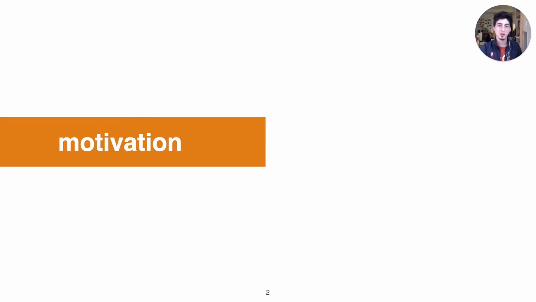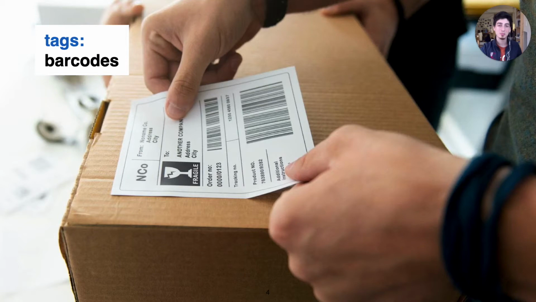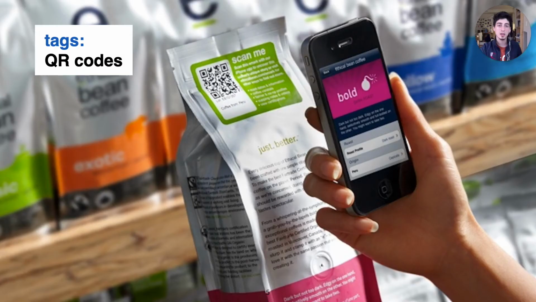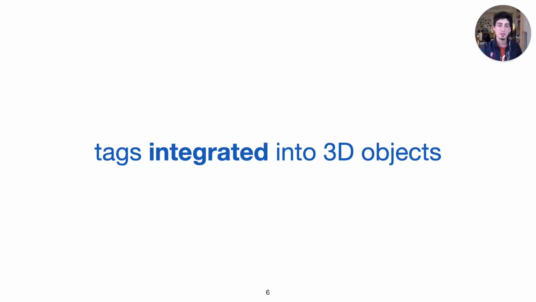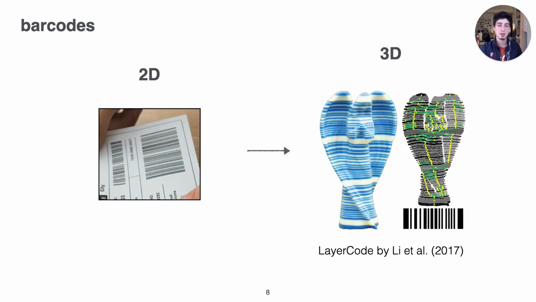Let me start with our motivation. For many years, tags have been used in many applications in HCI, and they're everywhere in our lives. As the simplest example, we are surrounded by barcodes and QR codes in our day-to-day. And these can be integrated into 3D objects as well. In the case of QR codes, they can be embossed onto a 3D surface. Or in the case of barcodes, they can be projected onto 3D shapes.